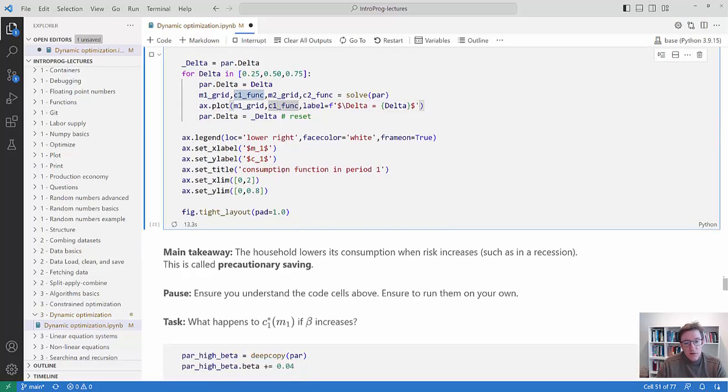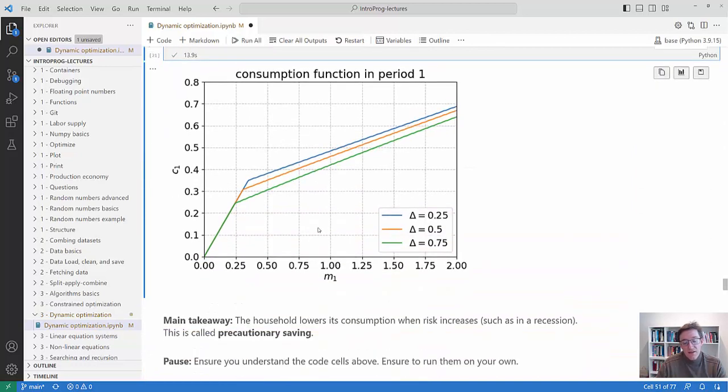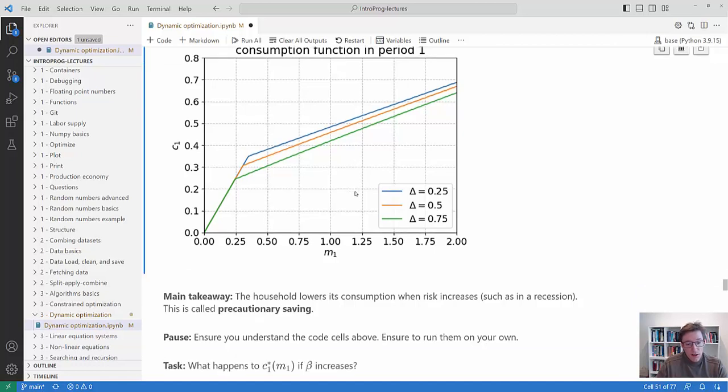So we will have that the consumption function falls when risk increases, and for example, that could be what happens in a recession, and that's called precautionary saving. That's something that's very hard to work with analytically, but you can see that it's rather straightforward to do numerically. This is a good time to pause the video and ensure that you understand what we have done so far, and try to run some of this stuff yourself.